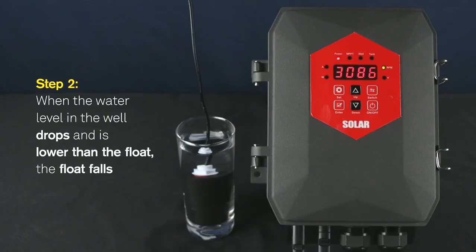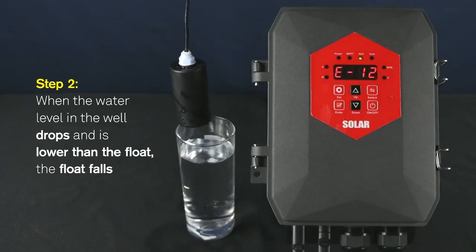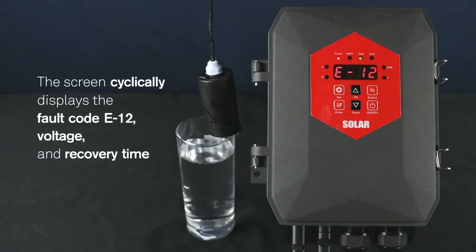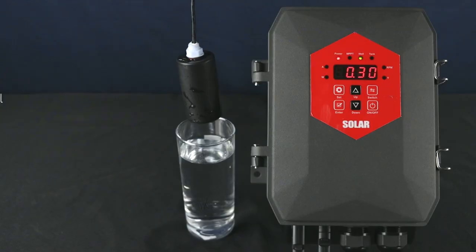Step 2. When the water level in the well drops and is lower than the float, the float falls. Well light turns on. The screen displays fault code E12. The pump stops working. The screen cyclically displays the fault code E12, voltage, and recovery time.